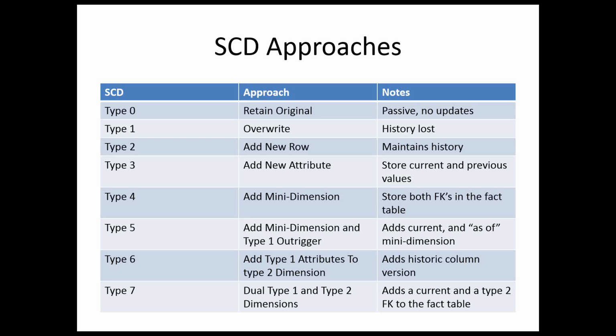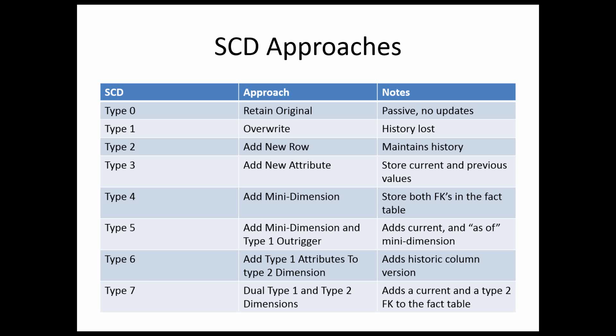Another approach I see very infrequently is the type 3 or the hybrid approach, which basically you're storing the current value as well as the previous historical version. And then all of the other types, like your type 4, type 5, type 6, type 7, those are all types that you use in kind of more advanced situations.